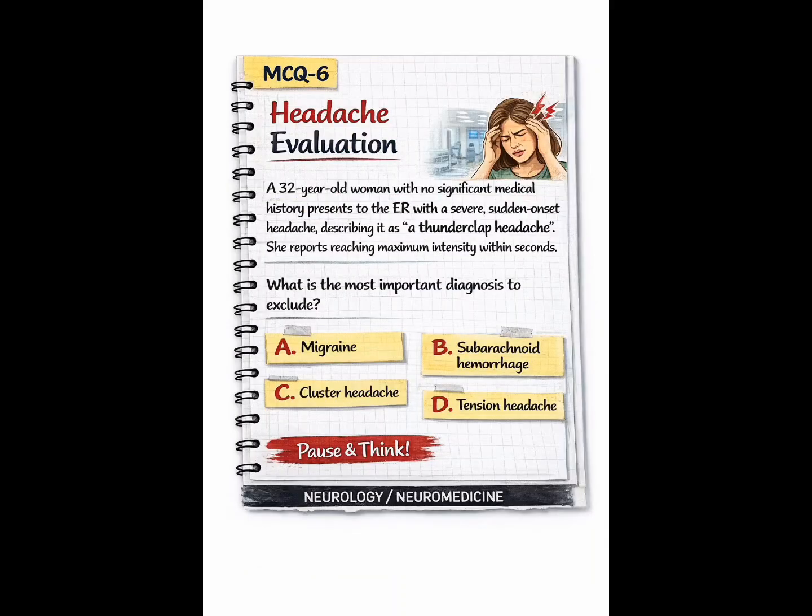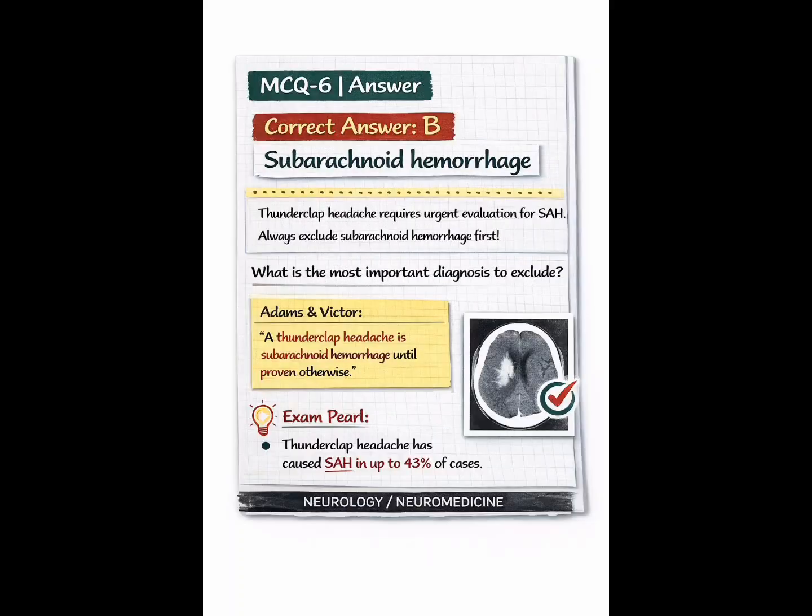The next question is, what must be excluded in a patient presenting with sudden severe headache with vomiting and neck stiffness? The correct answer is subarachnoid hemorrhage. Remember, never miss a thunderclap headache.